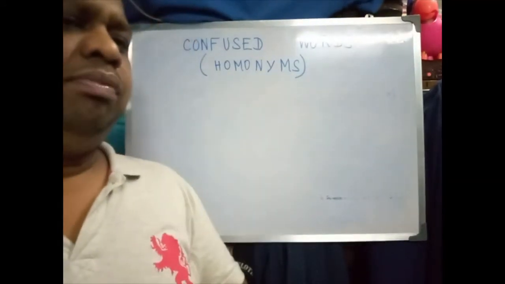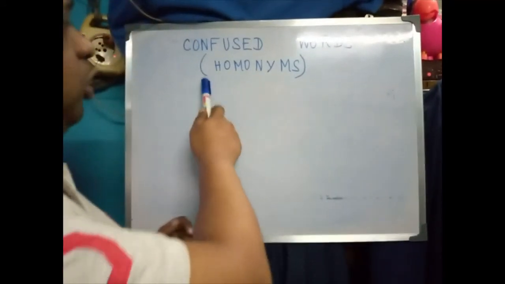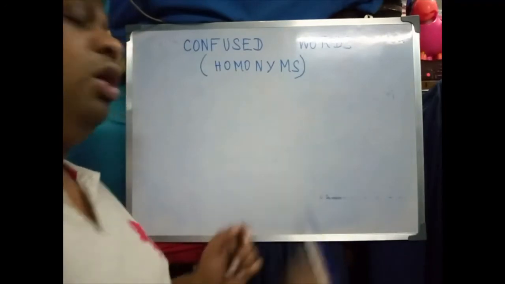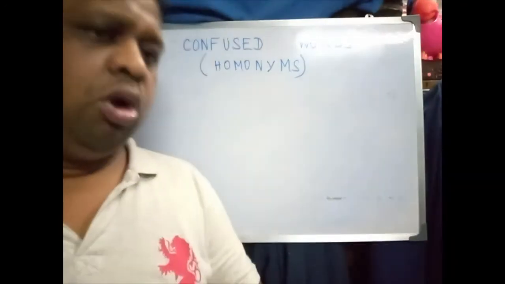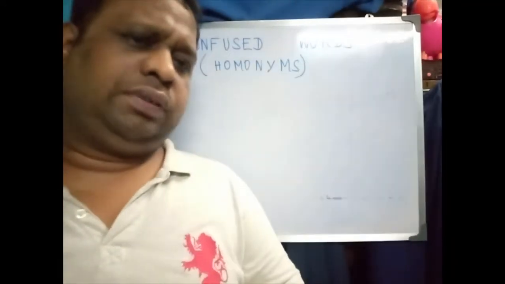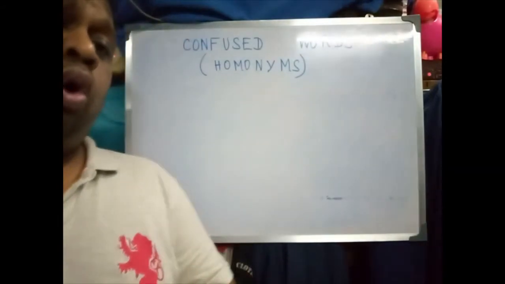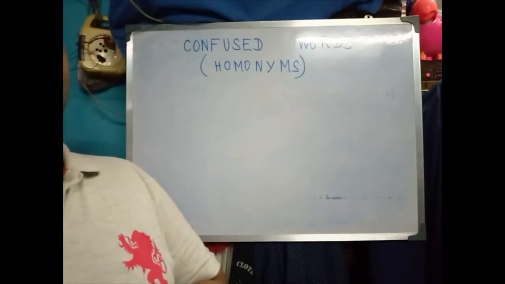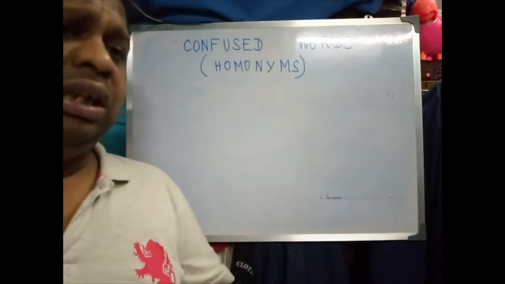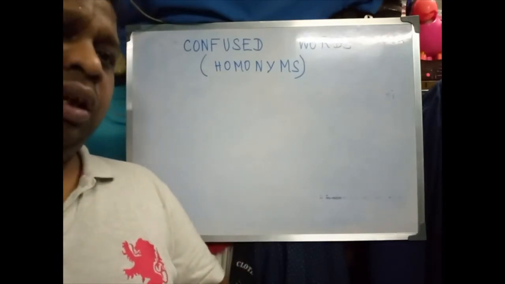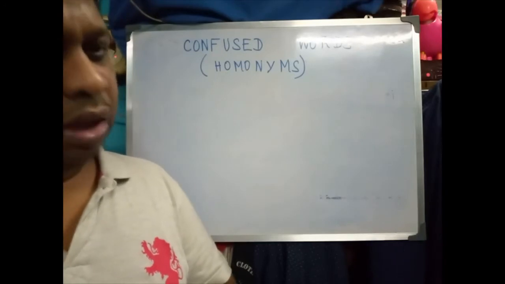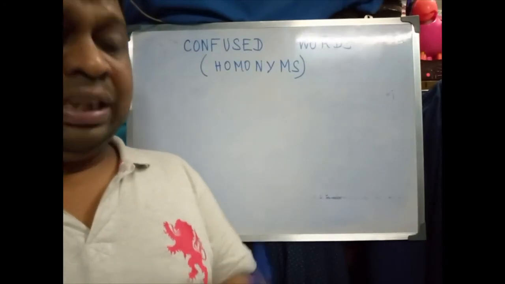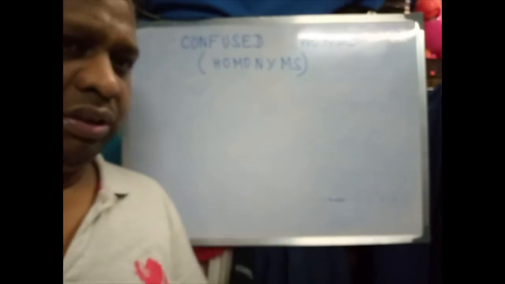At that time, that word is called either a confused word or homonym. What is a homonym first? Homonyms are a group of words, or homonyms are two words which have different spellings, different meanings, but the same phonic sound. They can be heard the same, identical, but they have different meanings.